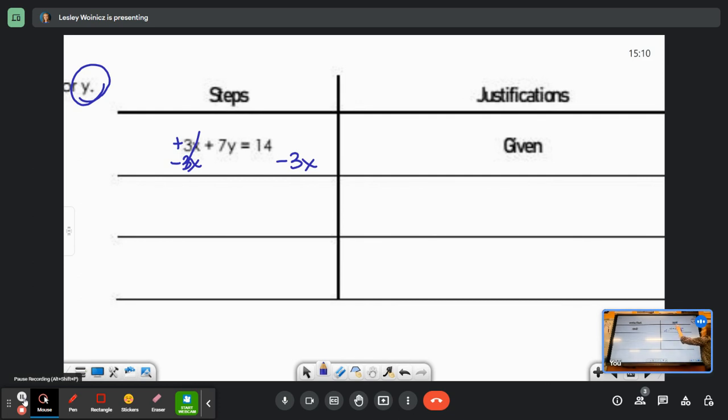Okay, so now I have my 7y equals, are 14 and 3x combinable, or should I just write them as separate terms? Separate terms, okay, they're not like terms. I just keep them separated by the subtraction sign. What property allows me to subtract 3x from both sides? Subtraction. Property of equality, that's it.